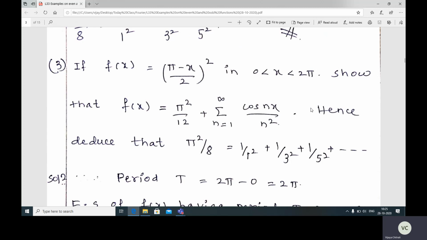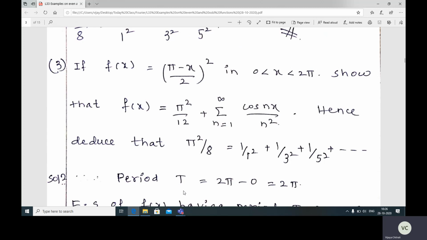With this concept, we'll solve an example. If f of x is equal to pi minus x divided by 2, whole squared, in 0 less than x less than 2 pi, show that f of x is equal to pi square by 12 plus summation n is equal to 1 to infinity cos nx divided by n square. Hence, deduce that pi square by 8 is equal to 1 by 1 square plus 1 by 3 square plus 1 by 5 square plus and so on. So here we want only odd values of n.